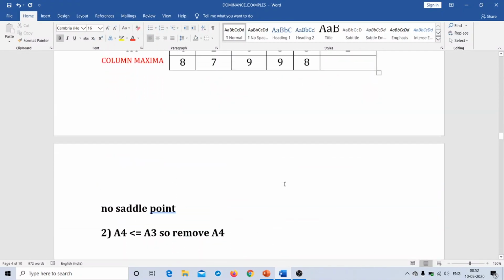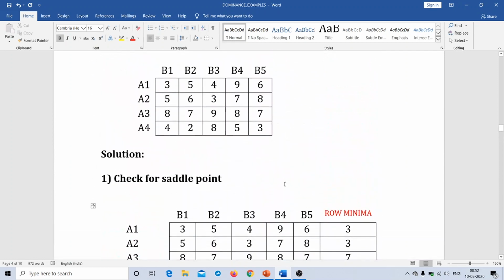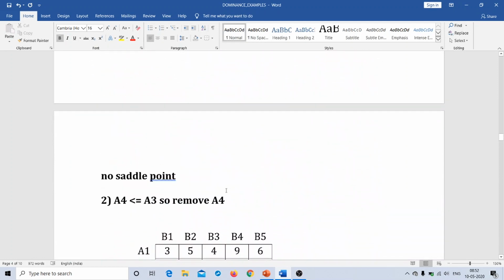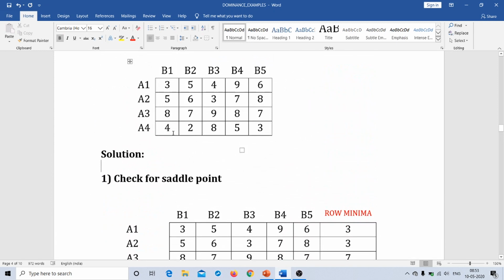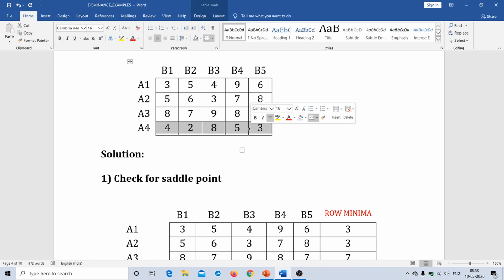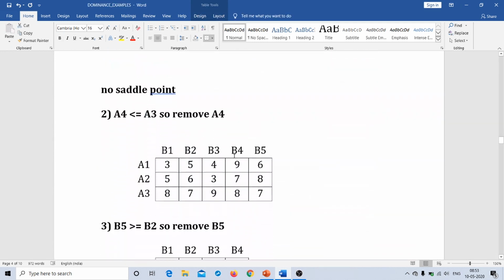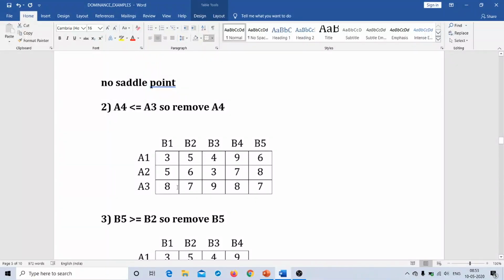And then what I do is, when I closely observe, I observe that row A4 is less than or equal to row A3. See here, right? All elements of row A4 are less than or equal to the corresponding elements of row A3, and then I get rid of row A4.